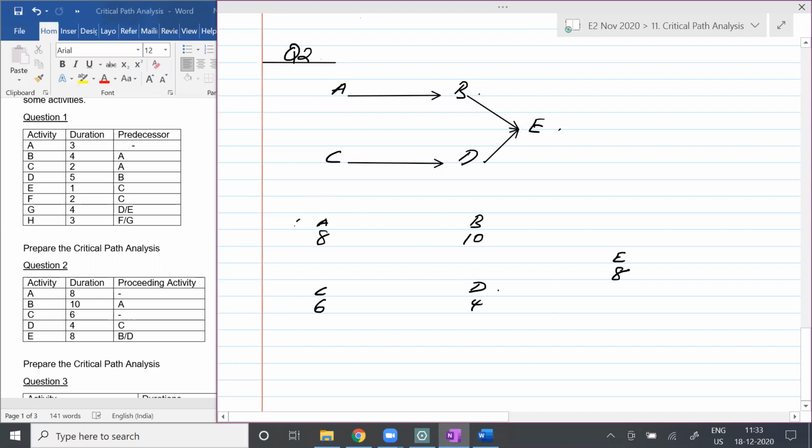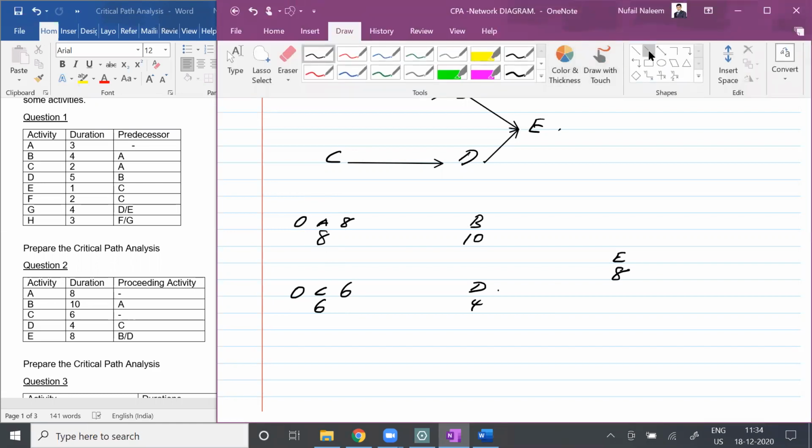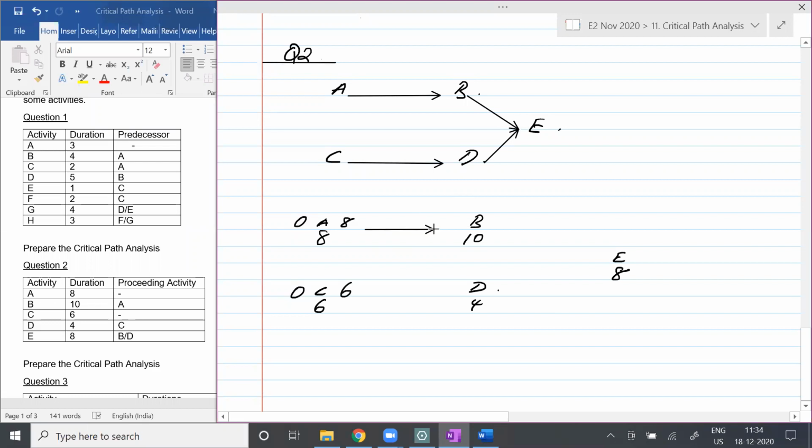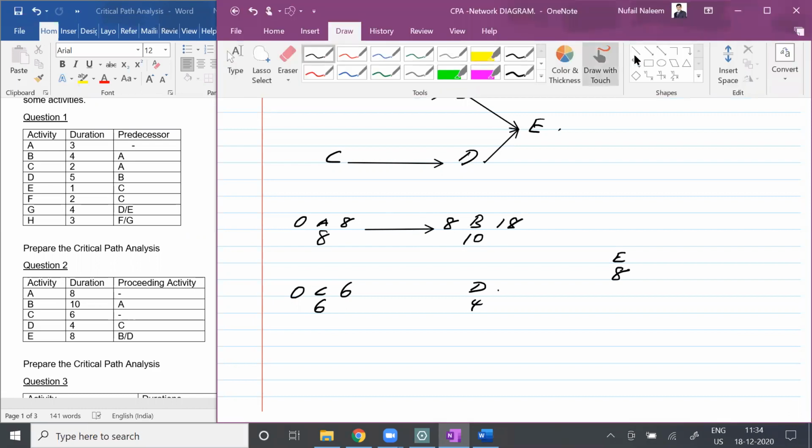Yes. So early start will be 0 for A and 0 for C. So 0 plus 8 is how much, students? 8. 0 plus 6 is how much? 6. Do you have any questions with that? No. So I'll draw a straight line. Malik, can we continue? Yes, sir. So 8 is the earliest finish. For this one, early start will be 8, right? After 8 days only you can start. Agree, Malik? So 8 plus 10 is how much? 18. So that is clear, everyone?